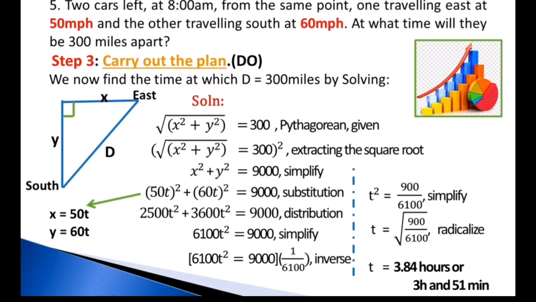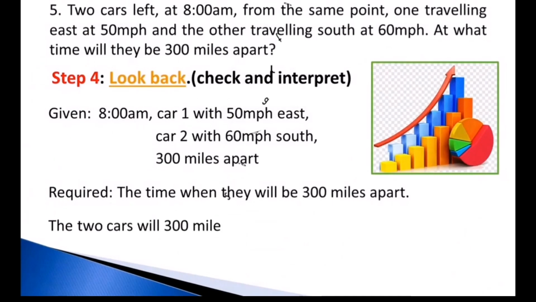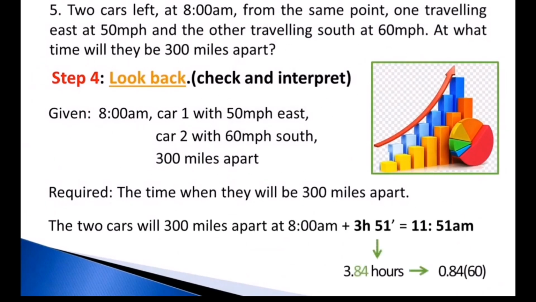So right now we're able to solve the given time. Okay, so how are we able to say the time required for them to have 300 miles apart? Simply, okay, you're going to add the result time to 8 o'clock a.m. That is 3 hours and 51 minutes. So you add them, the answer is 11:51 a.m. So at exactly 11:51 a.m., the two cars will be 300 miles apart.